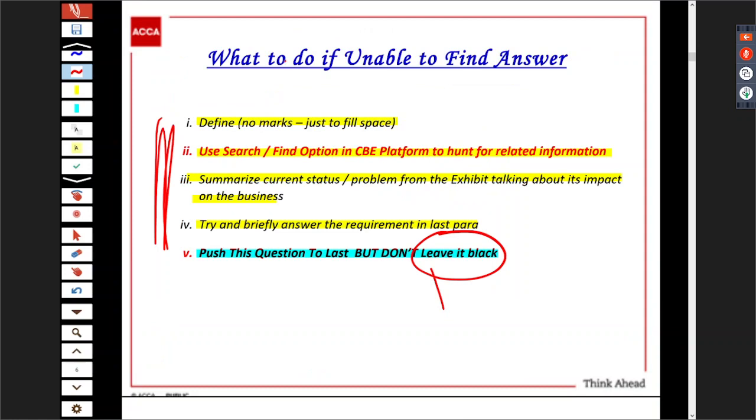Let me go to the question box. Can you use Control F? I don't know.